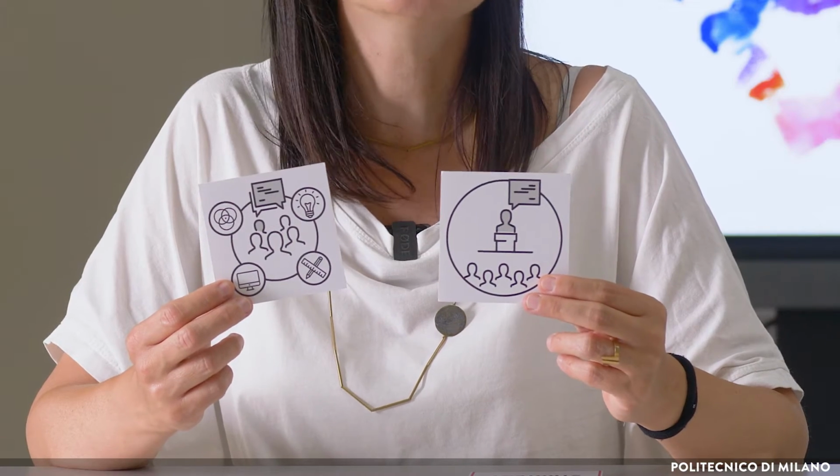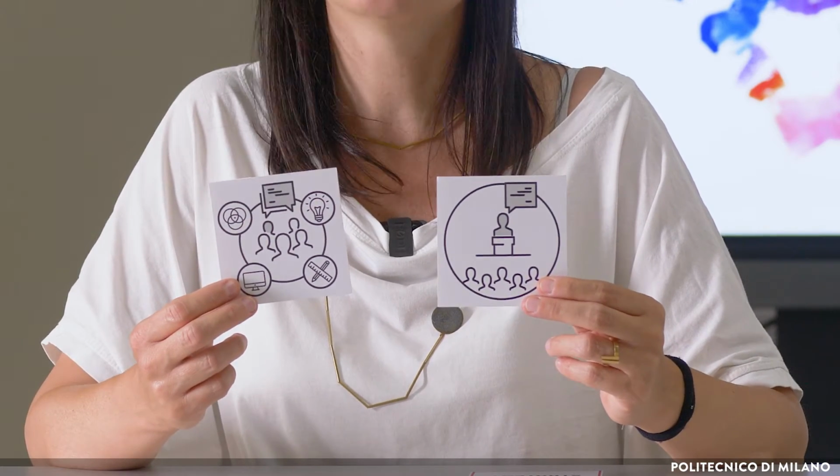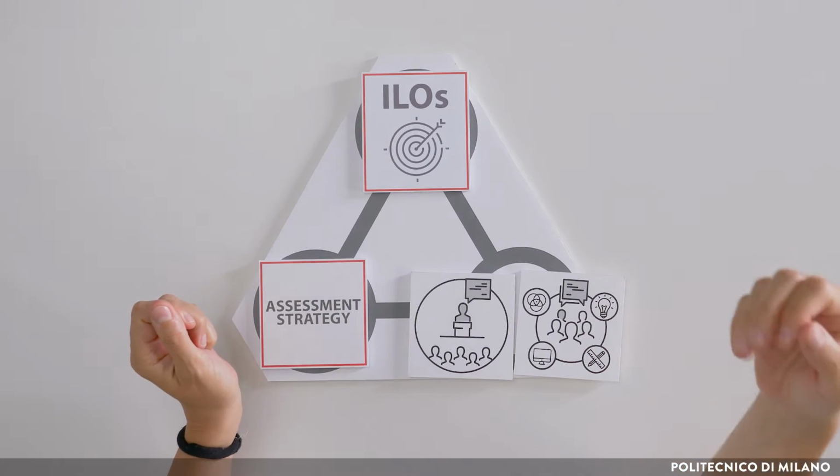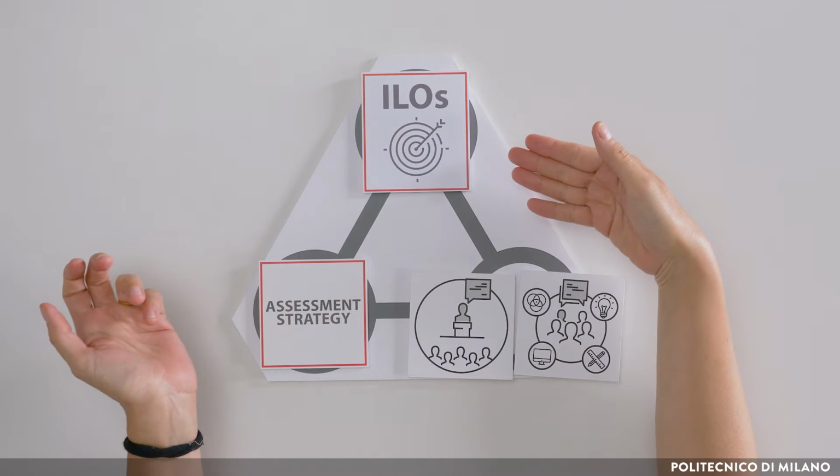It's important to identify the right mix of frontal and active teaching, so that designing the teaching experience can give place to a deep and lasting learning. But what are the elements that a teacher must keep in consideration to design the right mix for his course? The starting point is the intended learning outcomes.